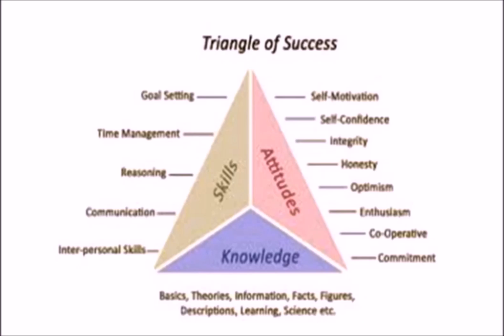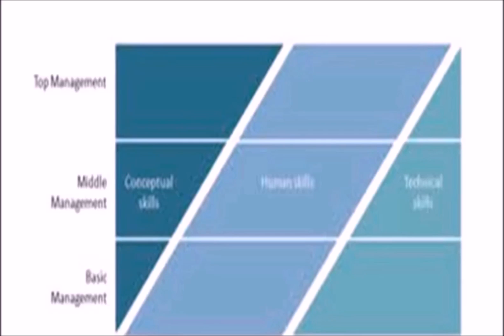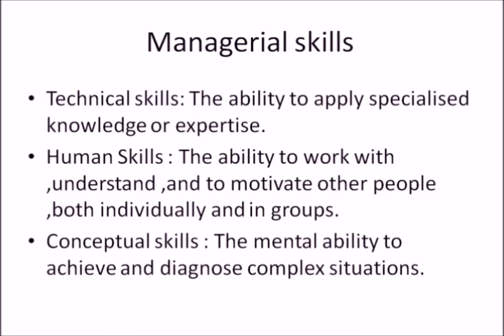Now having understood the knowledge, skill and attitude, let us go further. The skills required at various levels are different. Before that, let me talk about what are the various kinds of skills, then I will tell you the variation in the skills requirement at various levels of management in an organization. Well, the technical skills are the ability to apply specialized knowledge or expertise, whereas the human skills is the ability to work with people and understand and to motivate other people, both individually and in groups. So human skills is interpersonal skills.